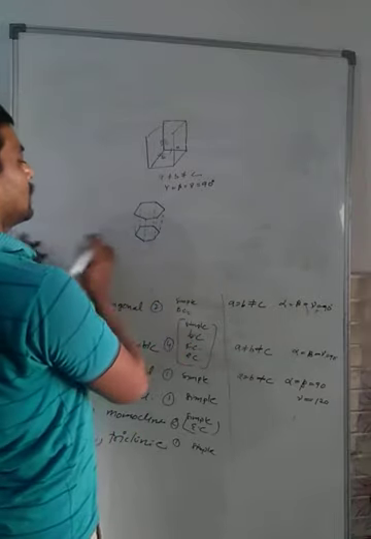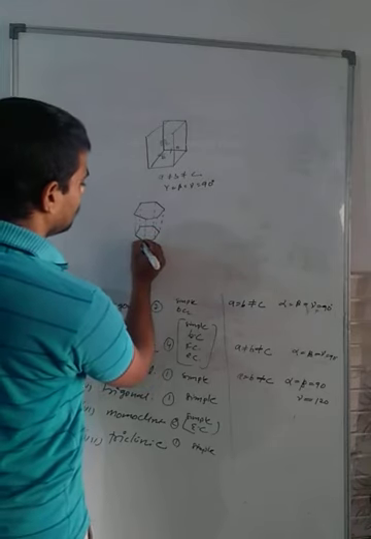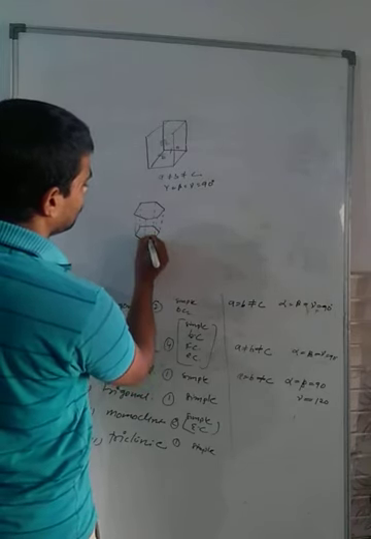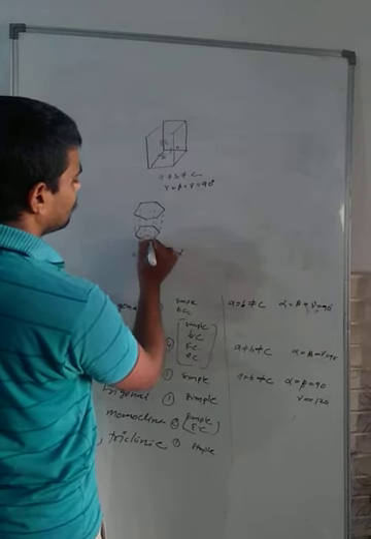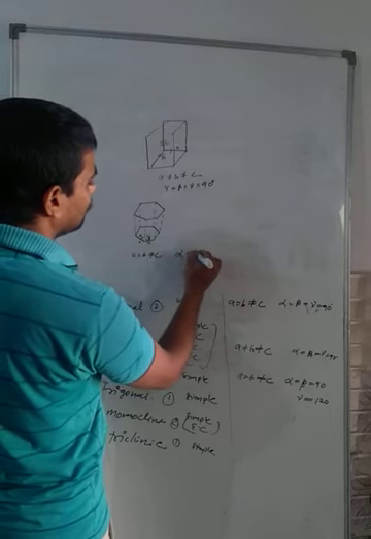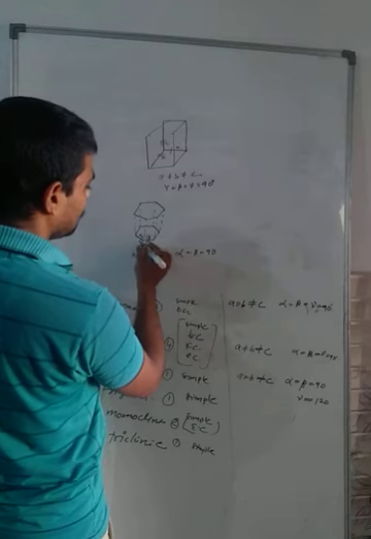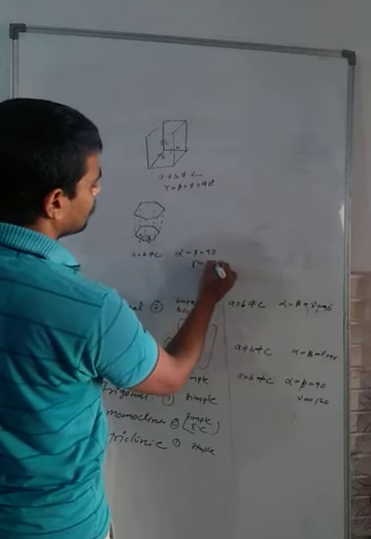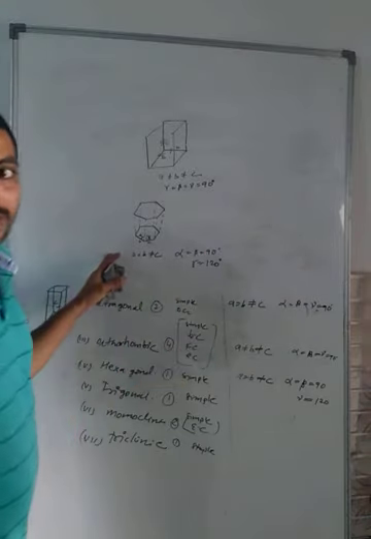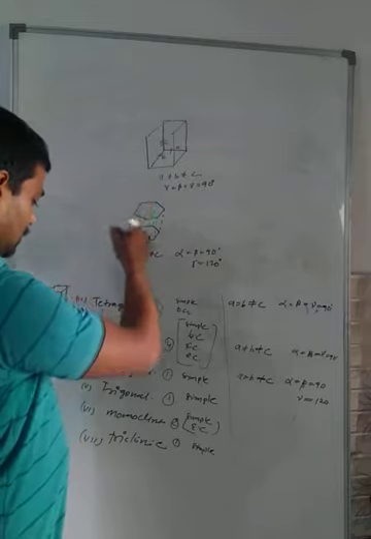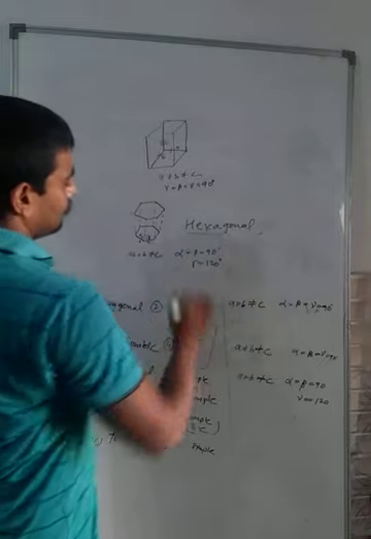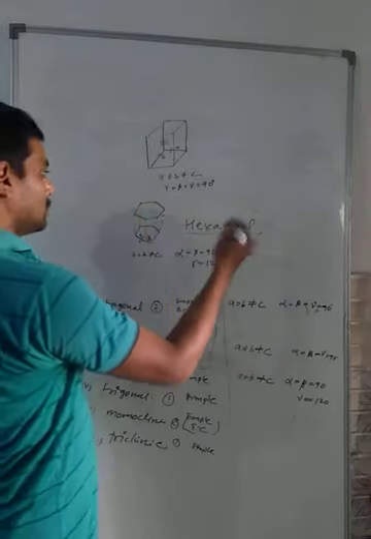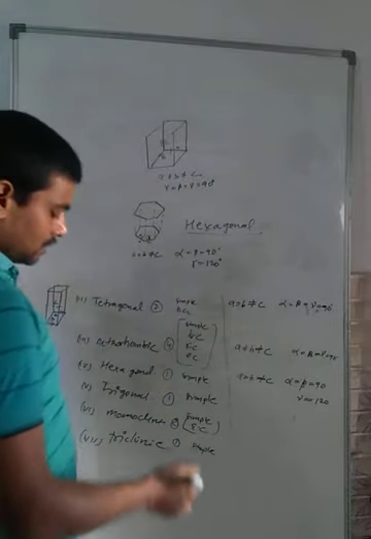This is what? Hexagonal. a, b and c. a equal to b not equal to c. Alpha, the angle between b and c, beta, the angle between a and c, alpha equal to beta equal to 90 degrees, and the angle between b and a, gamma equal to 120 degrees. Hexagonal. Hexa means 6, gonal means side. You can draw it very easily.